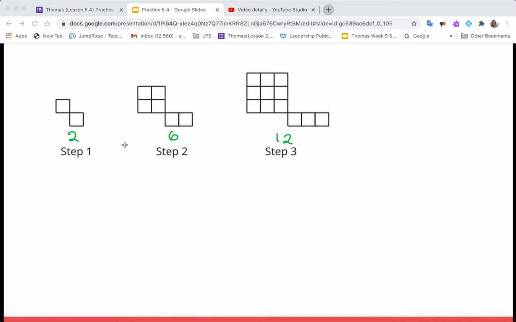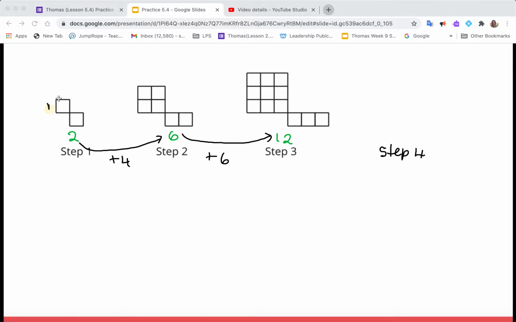And how is it changing? So to go from 2 to 6, that is a plus 4. To go from 6 to 12, that's a plus 6. And I'm going to go ahead and just construct step 4 next. And from what I'm seeing in the pattern, we have growing squares.